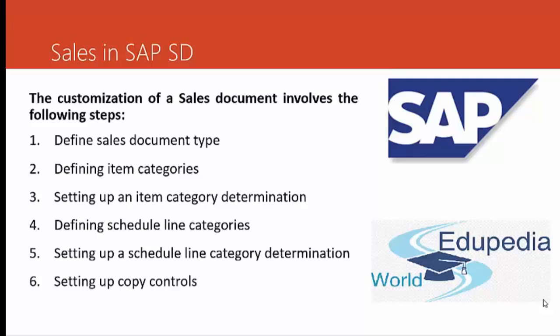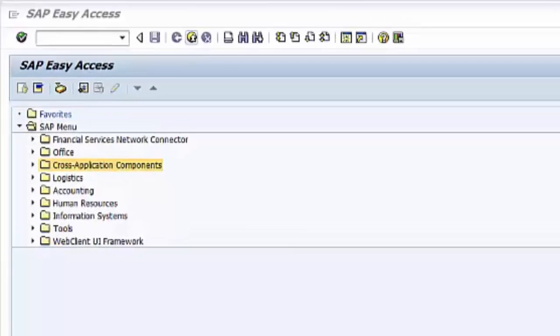So now, we will take a closer look at our first step, defining sales document types. The first step in sales document customization is to define the sales document types that meet your business requirements. A sales document type in the SAP system helps you differentiate one kind of sales document from another. Whether a sales document is an inquiry, a quotation, a sales order, or any other kind of sales document, you can identify each one exclusively based on its document type.